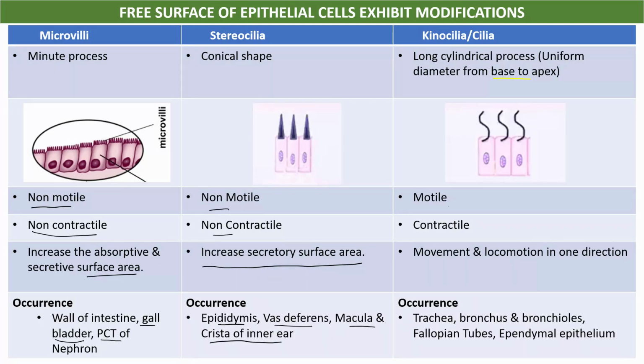Kinocilia are motile, contractile cilia. They are meant for movement and locomotion in one direction. Kinocilia or cilia are present in the trachea, bronchus, bronchioles, fallopian tubes, and ependymal epithelium.